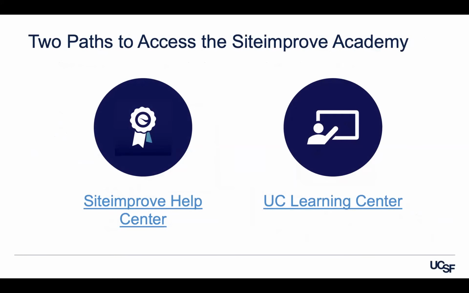The free online courses from Site Improve can be accessed one of two ways. Number one, via the Site Improve's Help Center, which is how I'll access the Academy today, so you can see what all is offered there. You must onboard first in Site Improve to follow this route. The second way is to access the courses through the UC Learning Center.